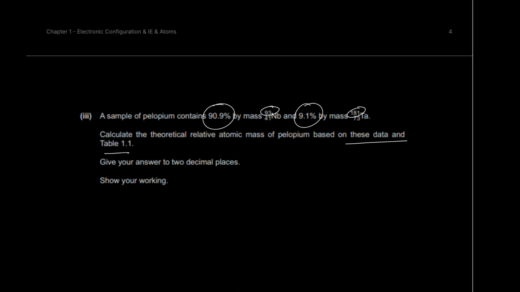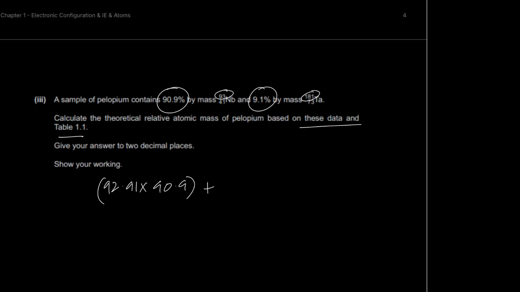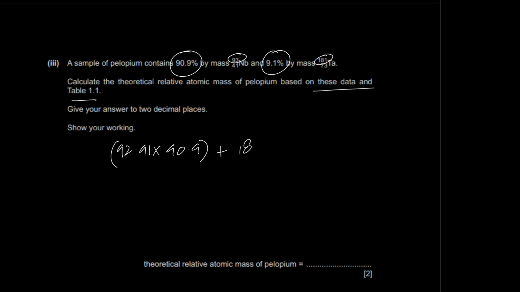So, 92.91 multiplied by the abundance, which is 90.9, plus 180.95 multiplied by 9.1, divided by the total abundance, which is 100.